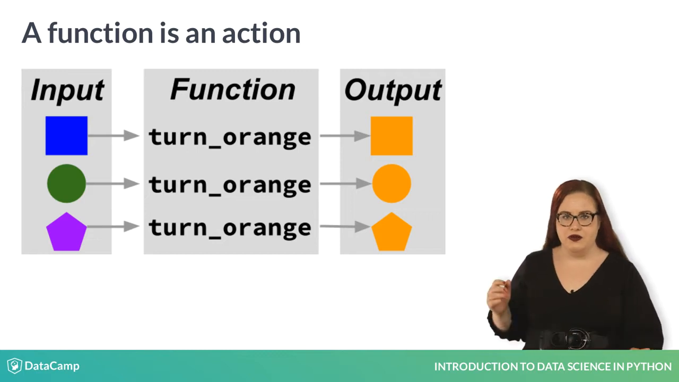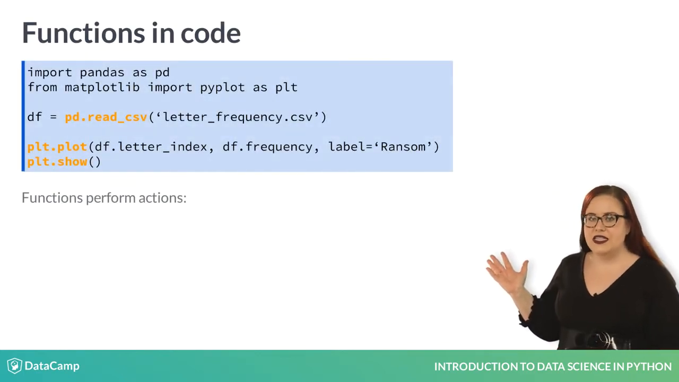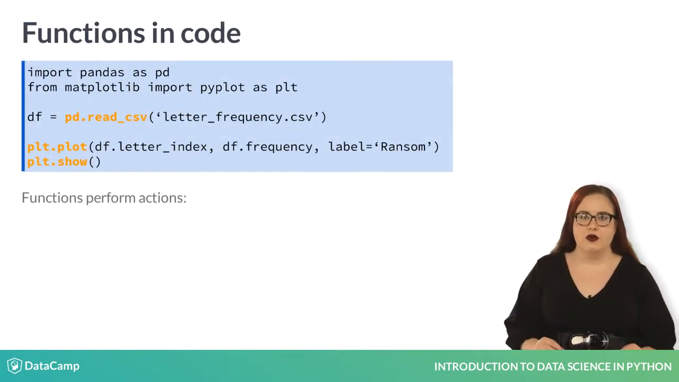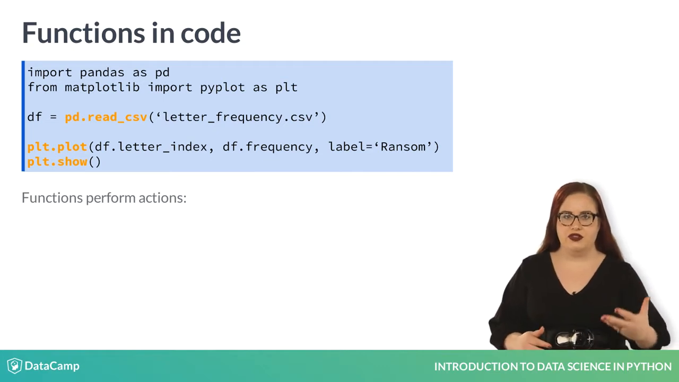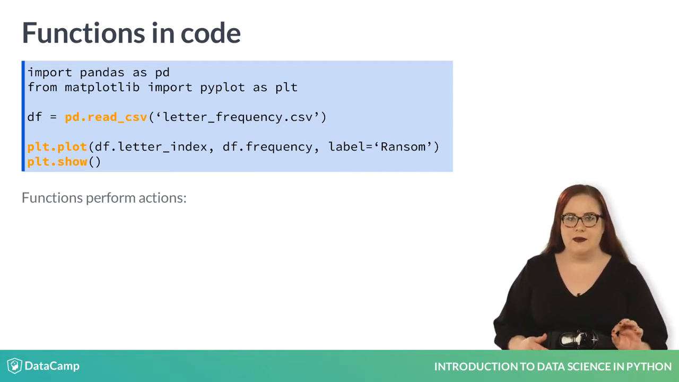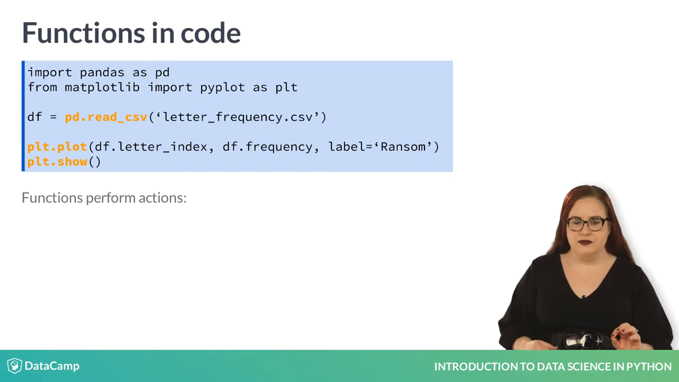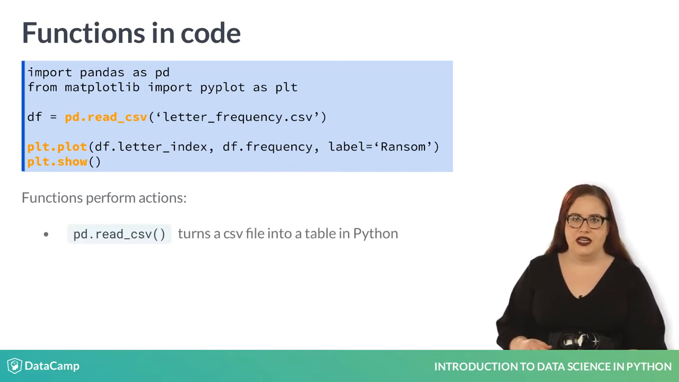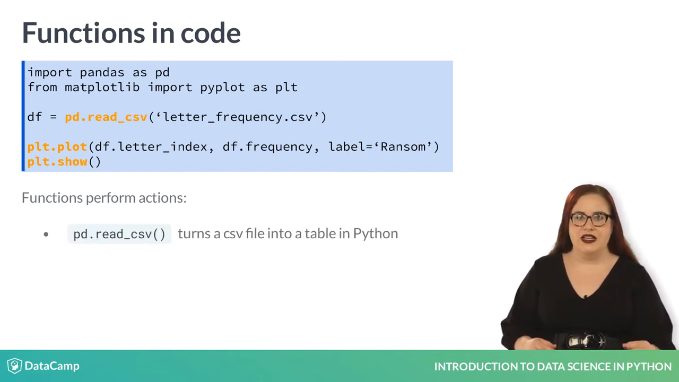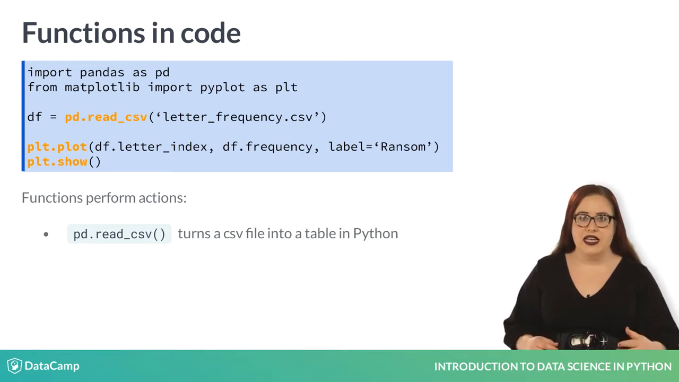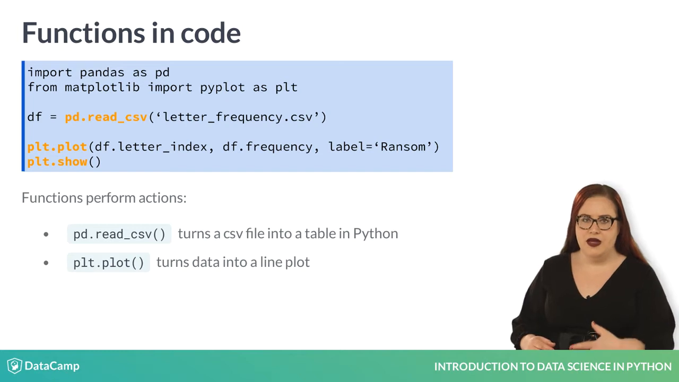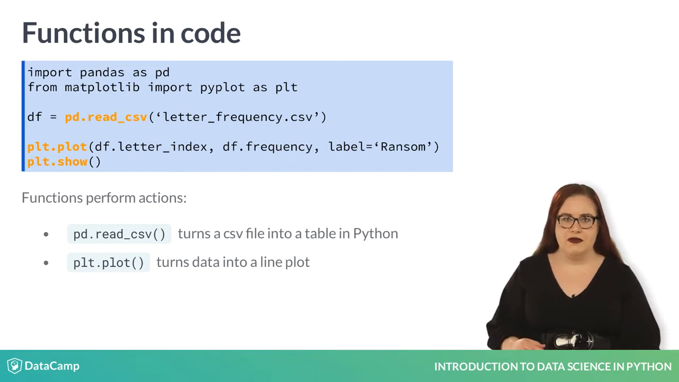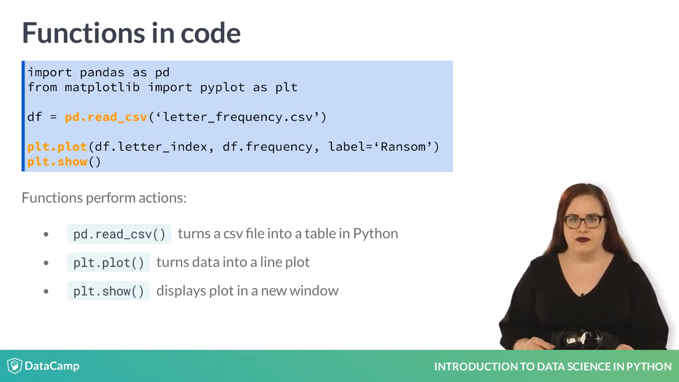Consider the following code snippet. In a previous lesson, we learned that this code would read some data and produce a graph. In this snippet, there are three functions. pd.readCSV turns a CSV file into a table in Python. plt.plot turns data into a line plot. And plt.show displays the plot in a new window.